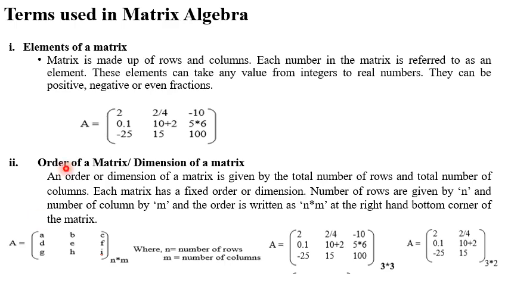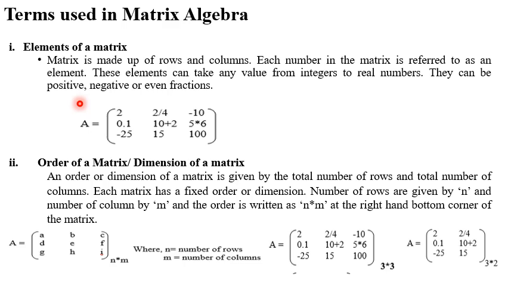Elements of a matrix. A matrix is made up of rows and columns. Each number in the matrix is referred to as an element. These elements can take any value from integers to real numbers. They can be positive, negative, or even fractions.